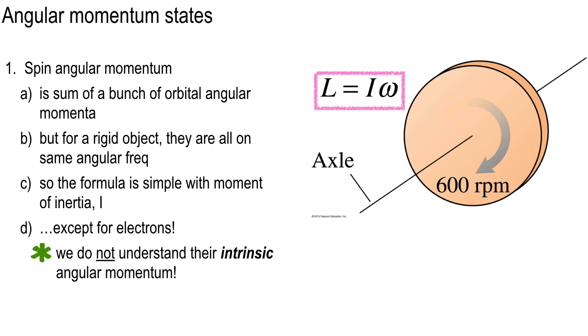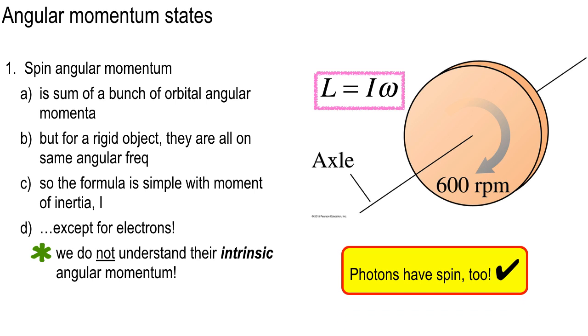What's that? Oh, omega. Omega is the angular velocity. And you'll read about that in your textbook as well. Now, the interesting thing about electrons is they have spin. We don't know why. Photons of light also have spin.